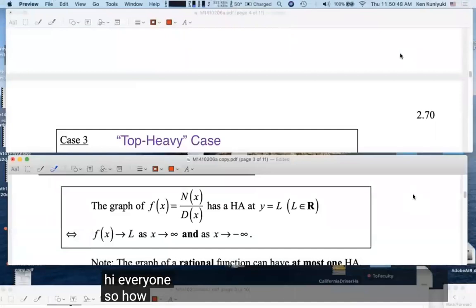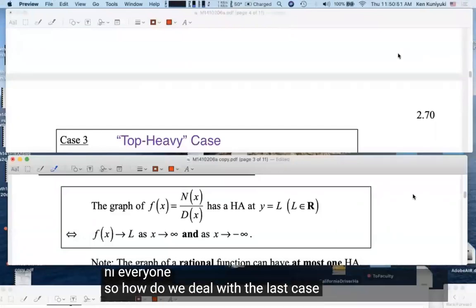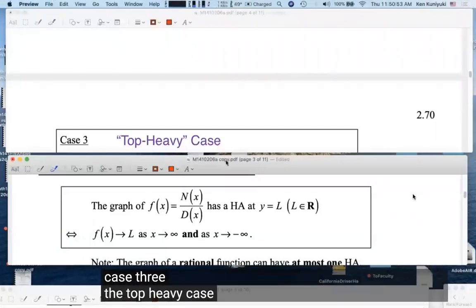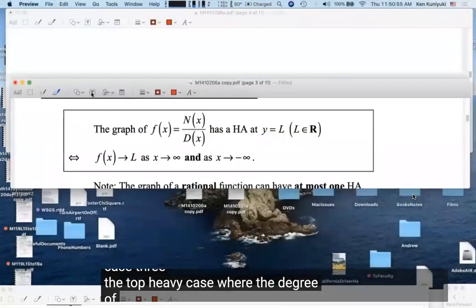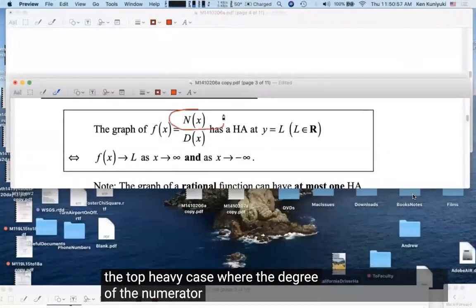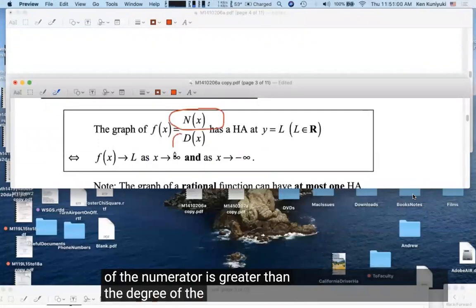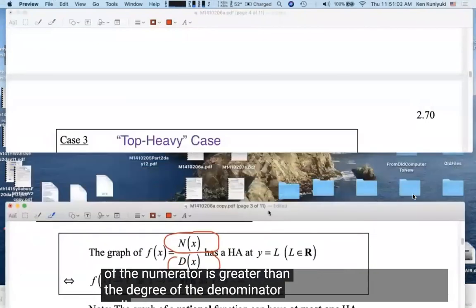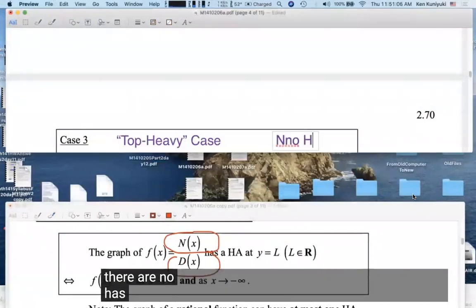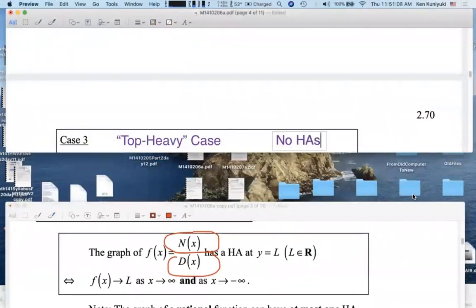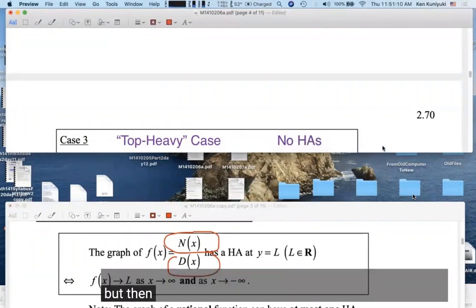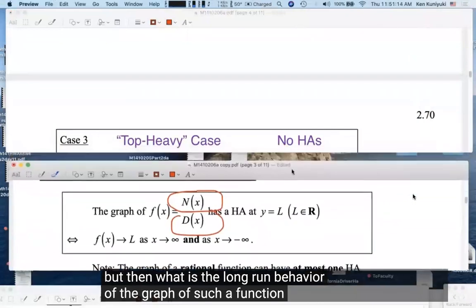Hi, everyone. So how do we deal with the last case, case 3, the top-heavy case, where the degree of the numerator is greater than the degree of the denominator? Well, my short answer for you is that there are no HAs. But then, what is the long-run behavior of the graph of such a function?